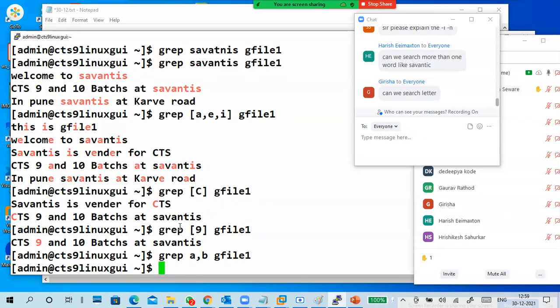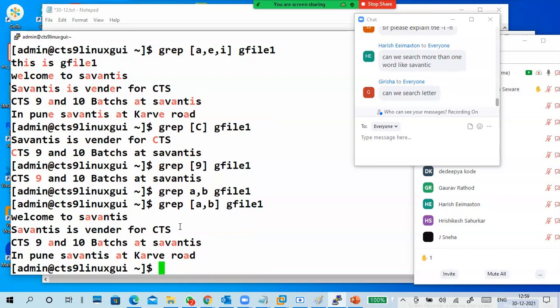A comma B, not displaying anything. You must give this regular expressions. Stars also you can give. Like a star, question mark, like that also you can give. Okay.